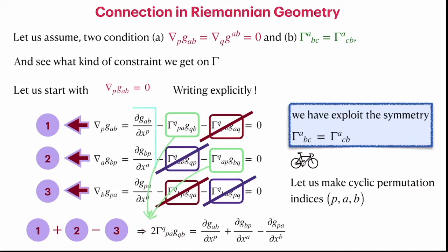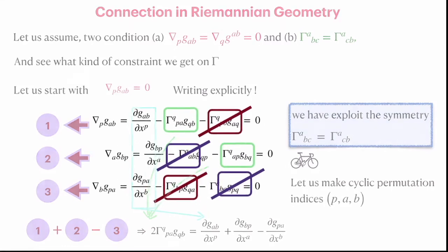Now all these partial differentials come up with the same combination. In the first term you have G AB differentiated with respect to P, and G BP differentiated with respect to A, and G PA differentiated with respect to B. So this is what we get by taking this combination. It's all about cancelling out the repeated terms and getting the expression for gamma.